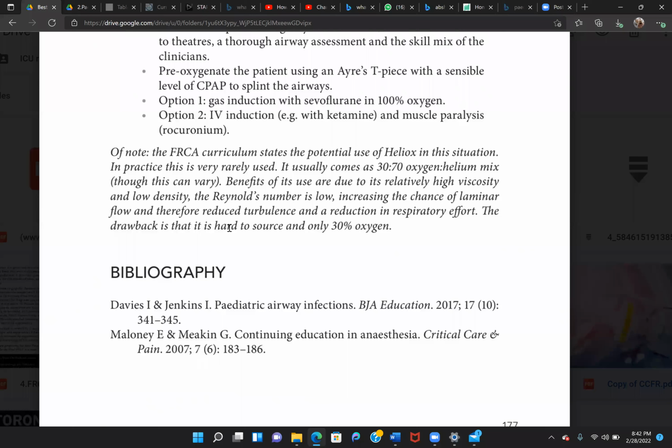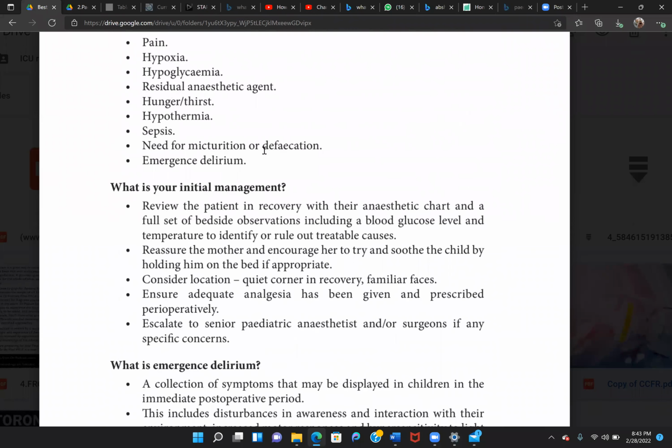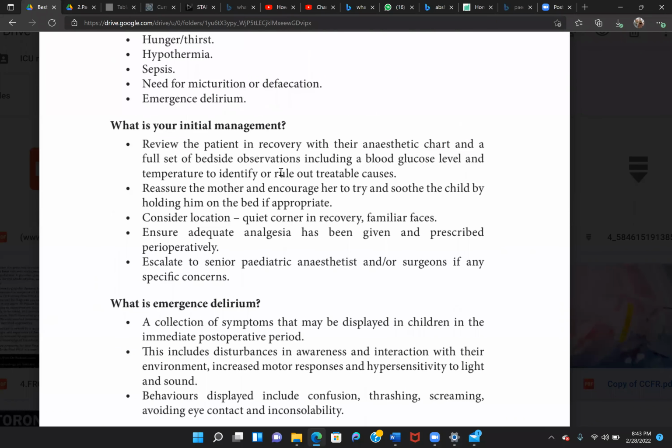Yes, emergence delirium, as we discussed: pain, hypoxia, hypoglycemia, these are the risk factors. Residual anesthetic, hunger, thirst, hypothermia, sepsis. We see this more in adults, but it can occur in pediatric patients as well. You will be checking the blood glucose level, ABGs, and you will be treating the pain. You will give some anxiolysis, and then you will be escalating things.